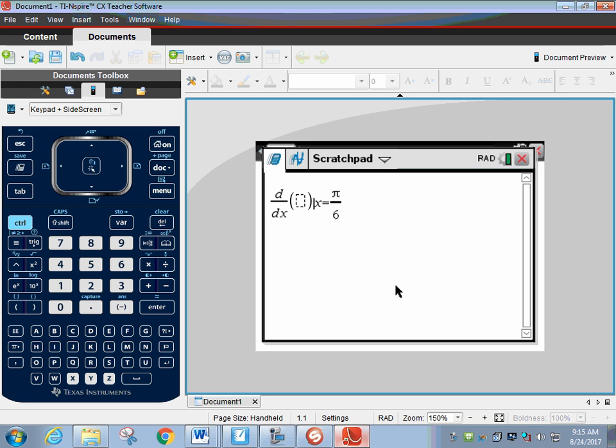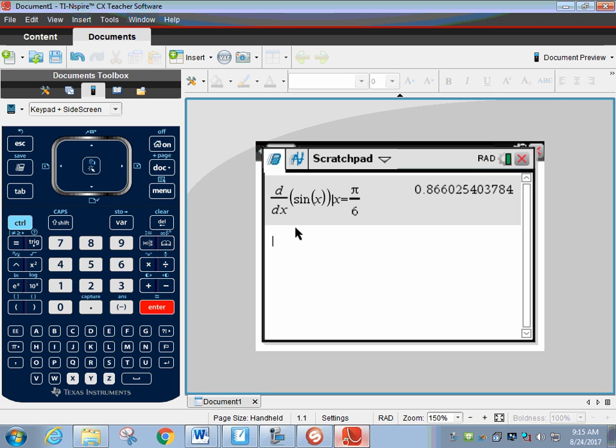Now, what is it waiting for? The function. It's saying take the derivative of what? And we want to take the derivative of sine of x. Throw that in, and 0.866.